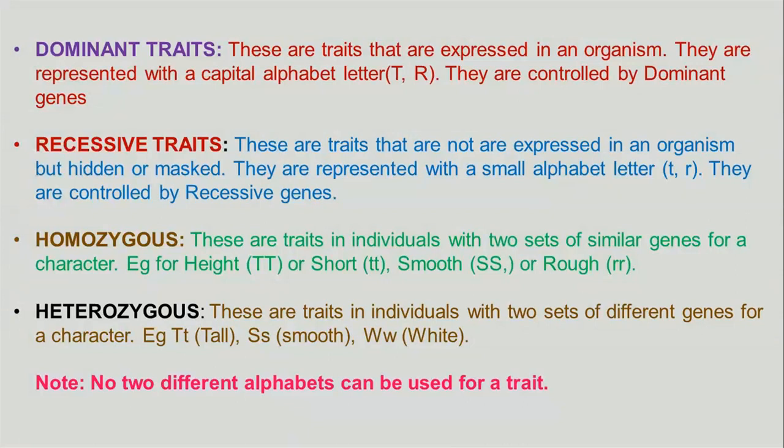However, note, no two different alphabets can be used for a trait. For example, we are talking about tallness and shortness for height. For tall, you use capital T. You cannot use S to represent shortness. Rather, you use small letter t to represent shortness. Or if you are talking about smoothness and roughness, you use capital S to represent smooth, and then you use small letter s to represent rough. So you can't use two different alphabets. Take note. Okay, let's continue.